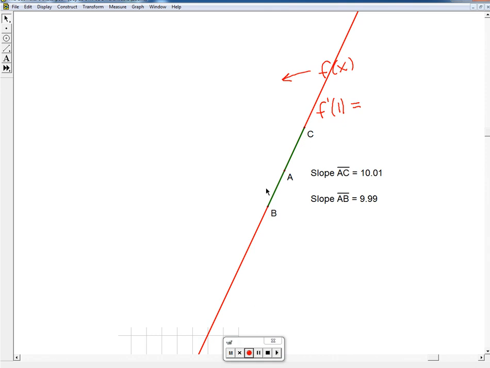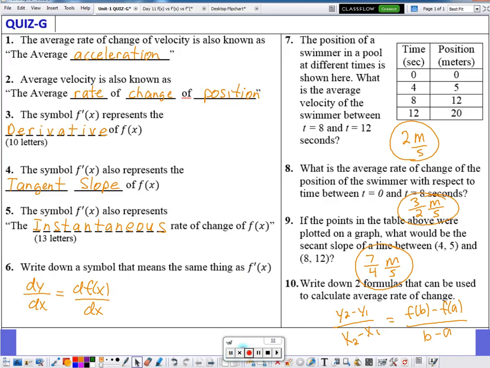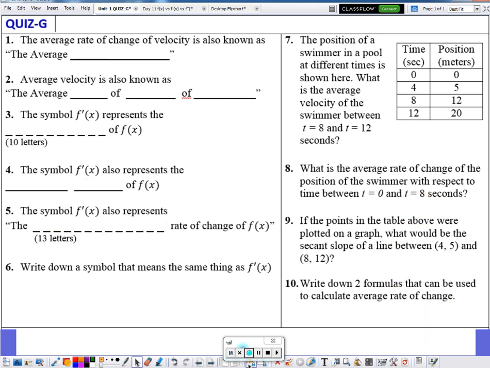Okay, back to the white one. So let's close this. Clear that off. Go here.